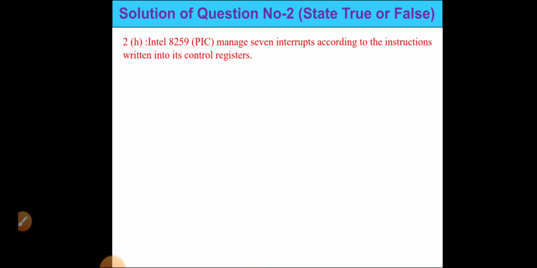Intel 8259 manages 7 interrupts according to the instruction written into its control register. It is a false statement. The PIC provides 8 interrupt inputs, from IR0 to IR7. It is not 7 interrupts, it will be 8 interrupts.